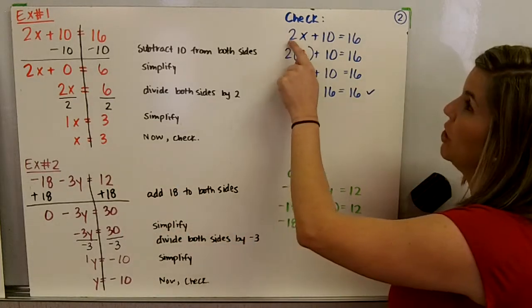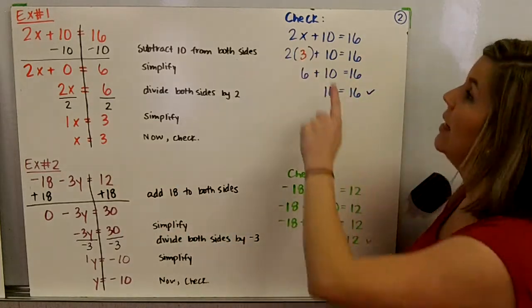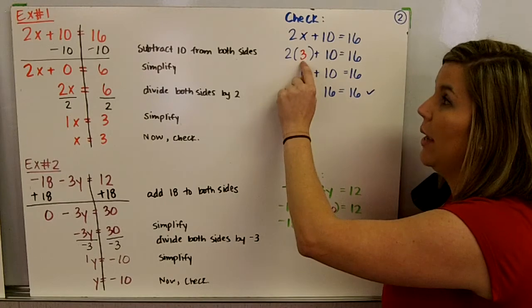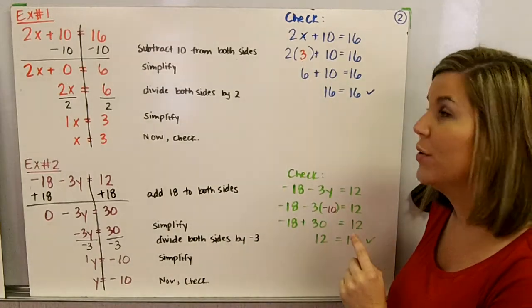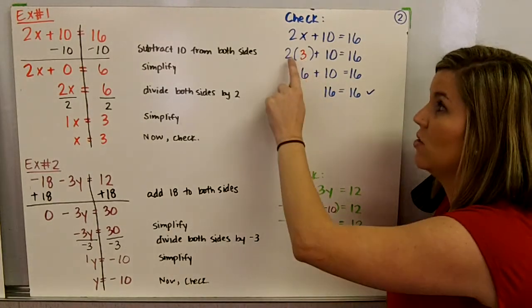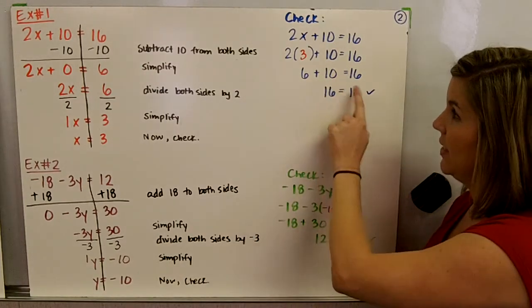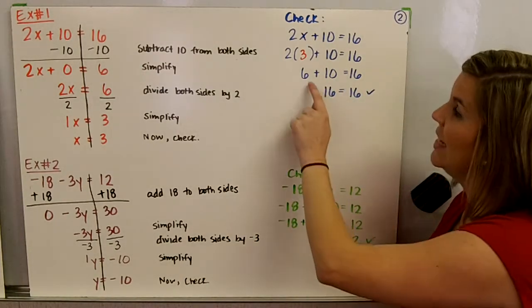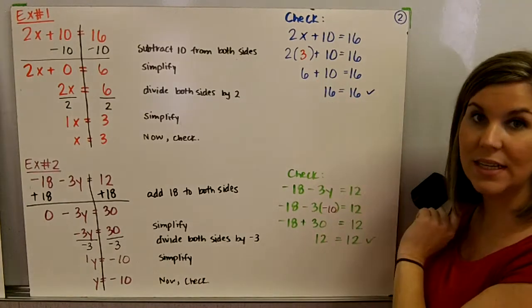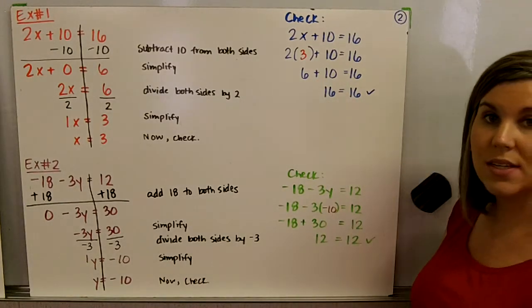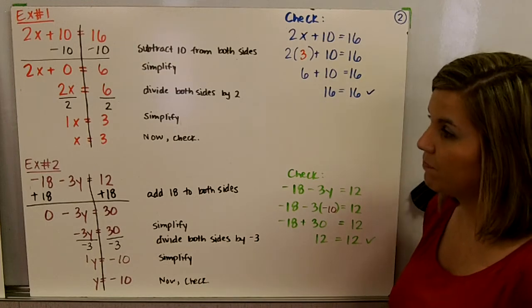Let's check. Remember, take the original equation, take out the variable, and plug in the number that you got for your answer. And put it in parentheses. So 2 times 3 is 6, plus 10 equals 16. 6 plus 10 is 16. 16 is equal to 16, so this is our answer.